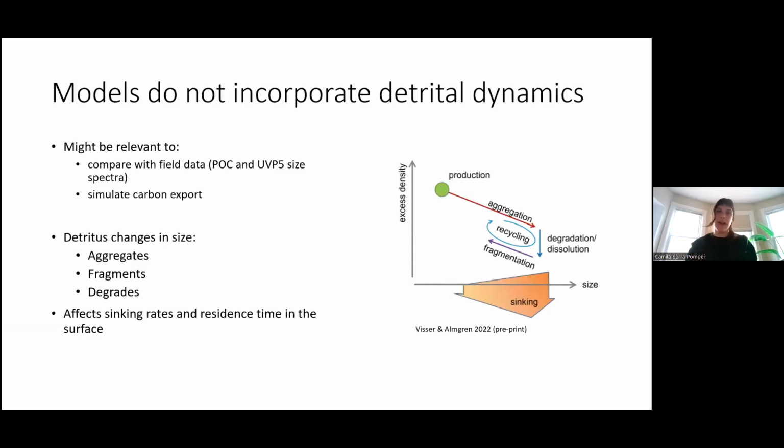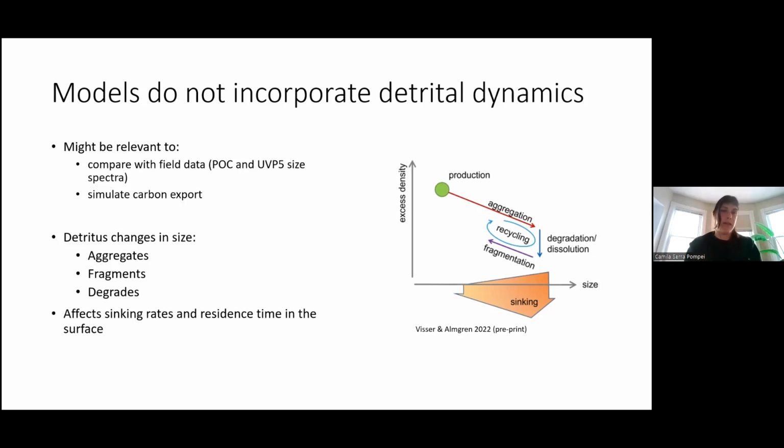But one of them is, as I said, models do not incorporate the detrital dynamics. Actually, the detritus changes in size while it sinks. It can aggregate, it can be fragmented, it can be recycled, and this changes the size, and this affects the sinking rates and the residence time in the surface ocean.